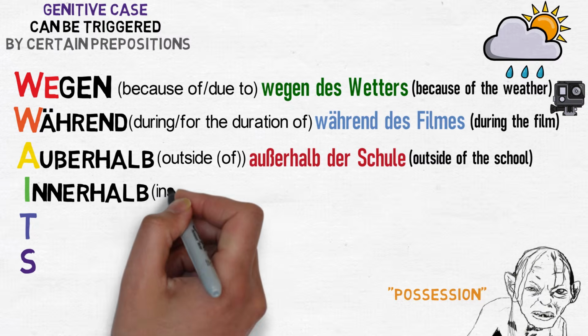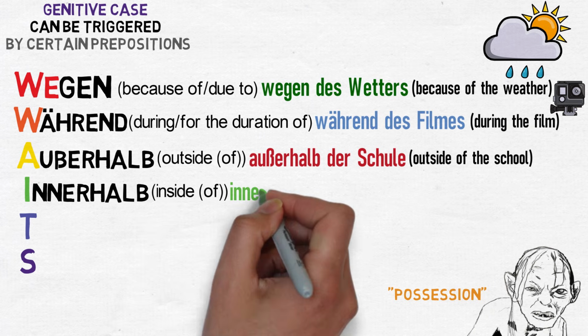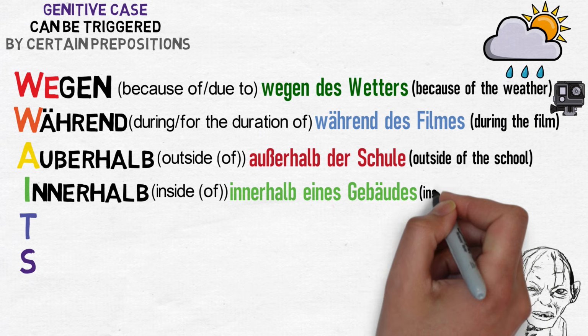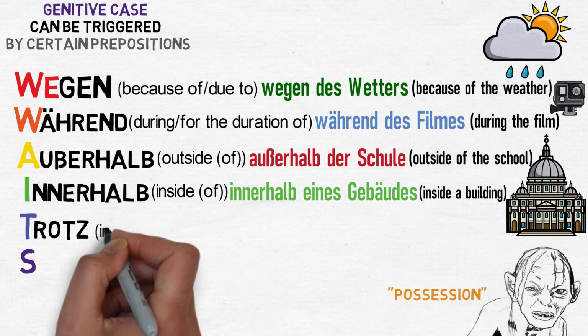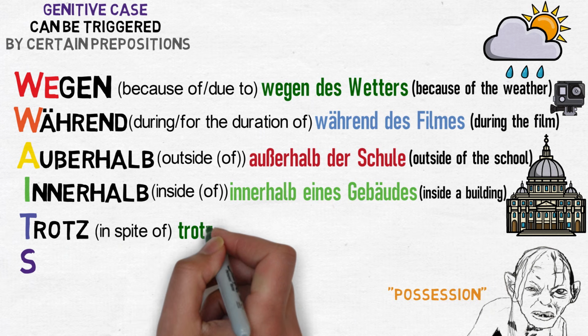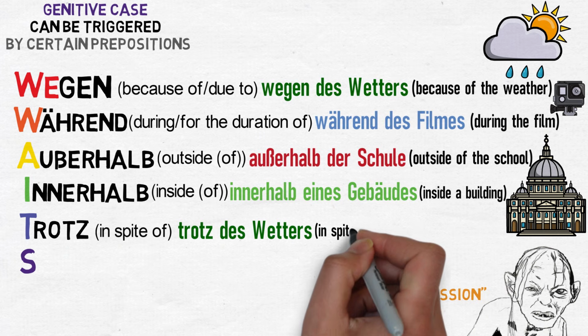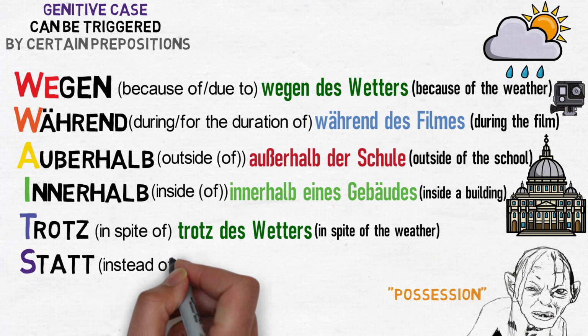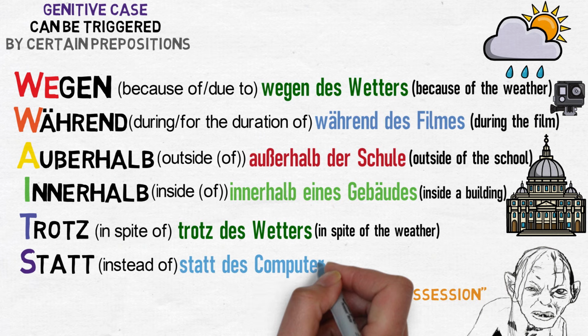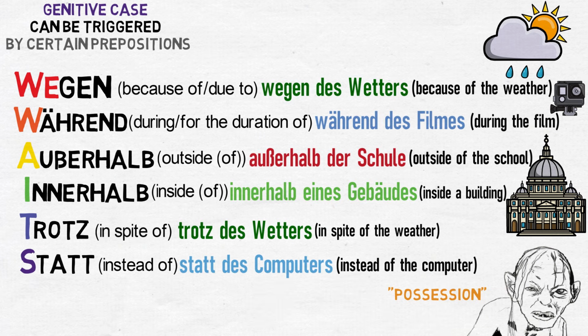Innerhalb, inside of. For example, innerhalb eines Gebäudes, inside a building. Trotz, in spite of. For example, trotz des Wetters, in spite of the weather. Statt, instead of. For example, statt des Computers, instead of the computer. You might also see the word anstatt, meaning instead of, but this works and means exactly the same as statt.